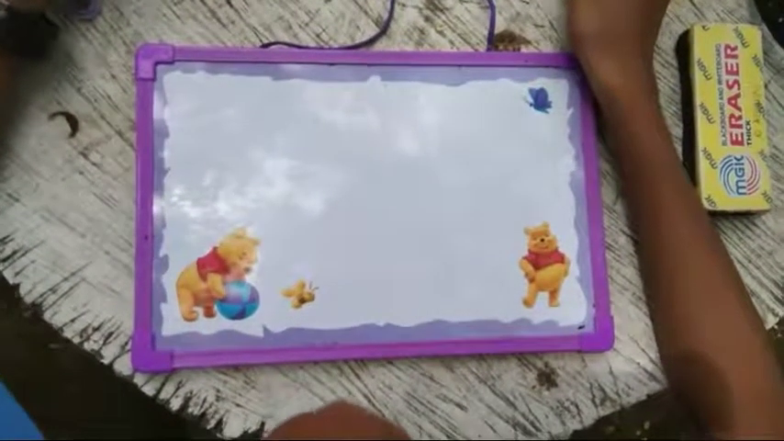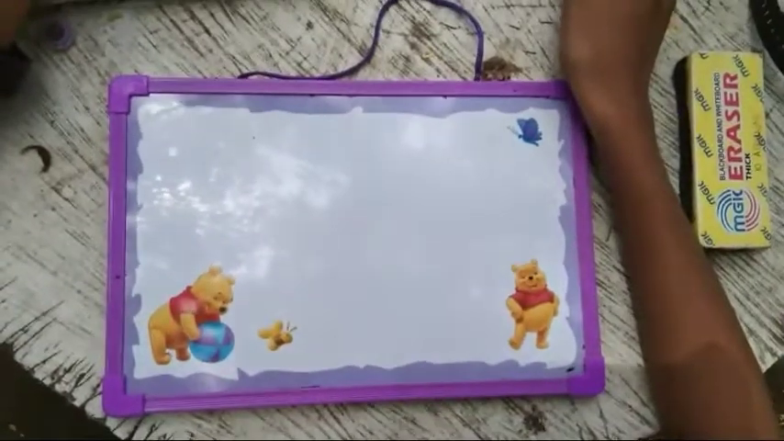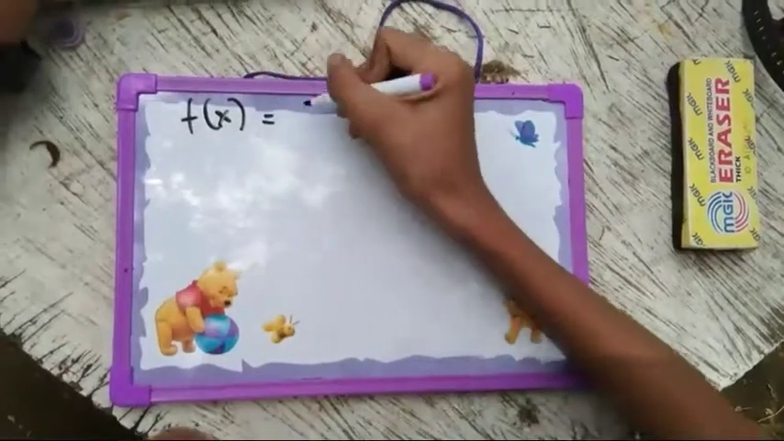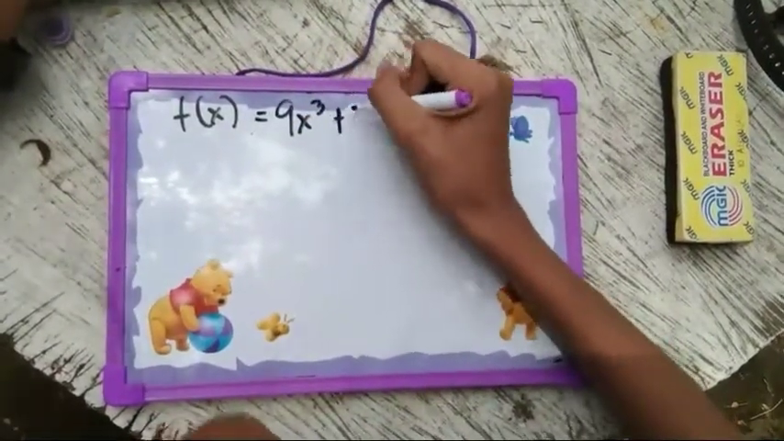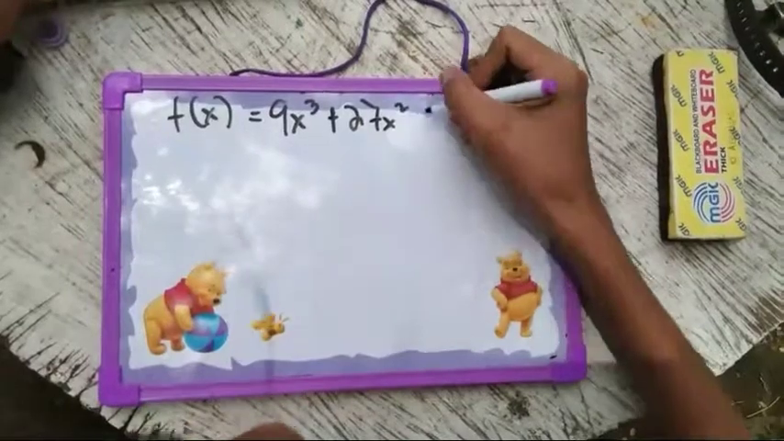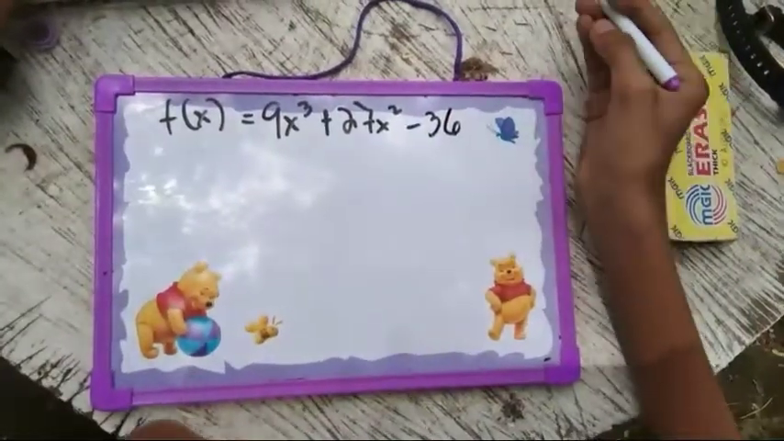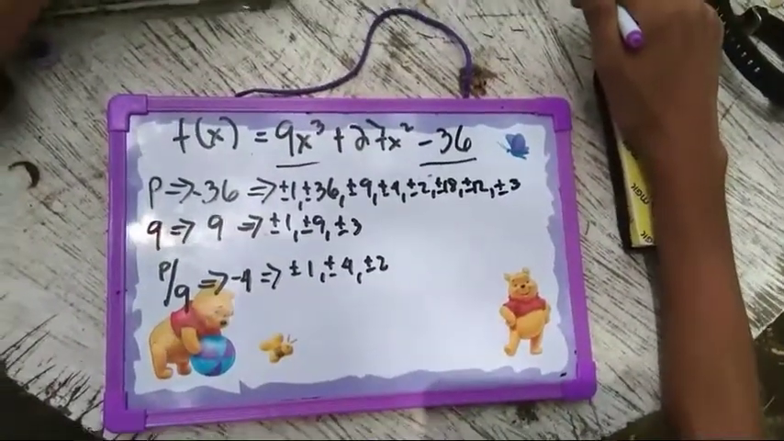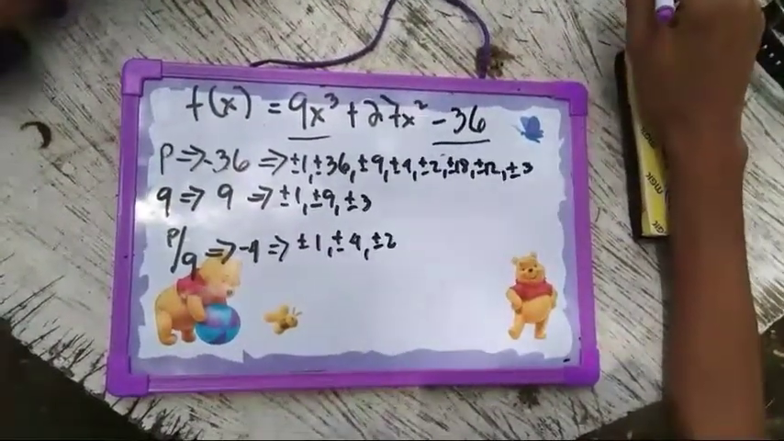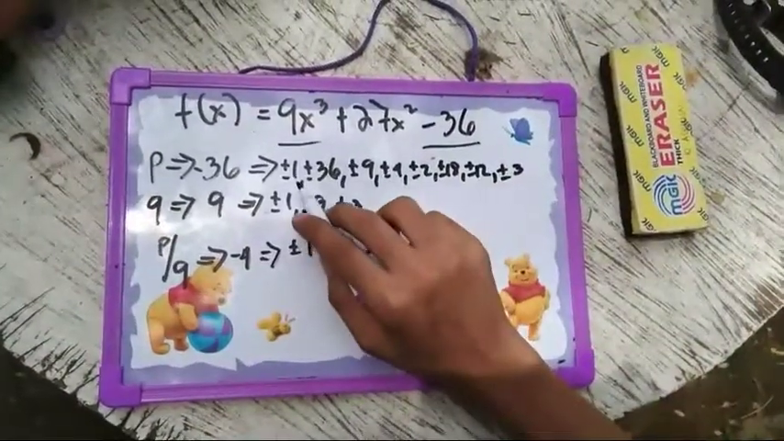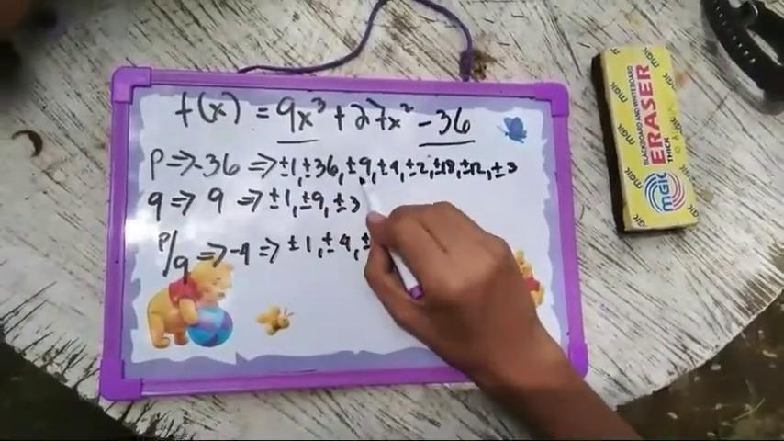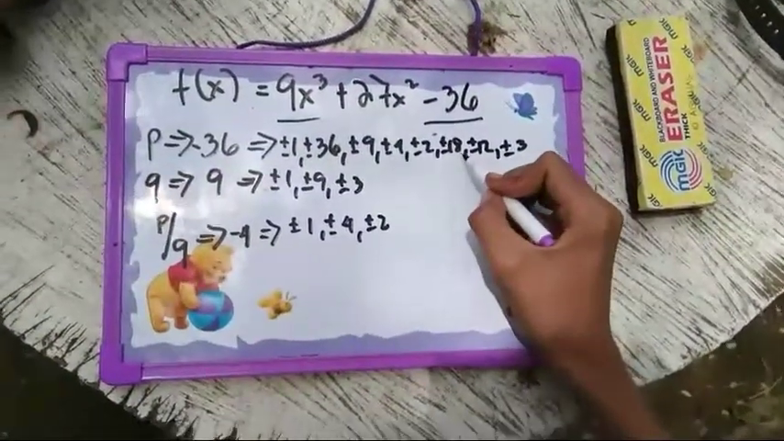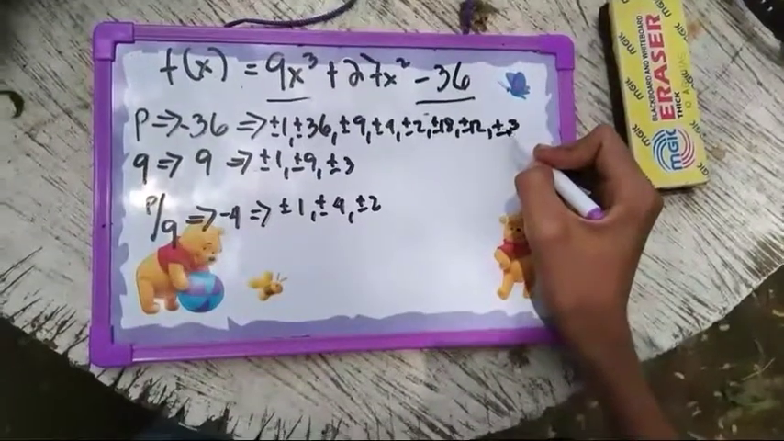For the second polynomial function, the given is in standard form. It looks like this. F of x is equals to 9x cubed plus 27x squared minus 36. Now we are going to look for the factors of p, q, and p over q. The factors of -36 are positive and -1, positive and -36, positive and -9, positive and -4, positive and -2, positive and -18, positive and -12, and positive and -3.